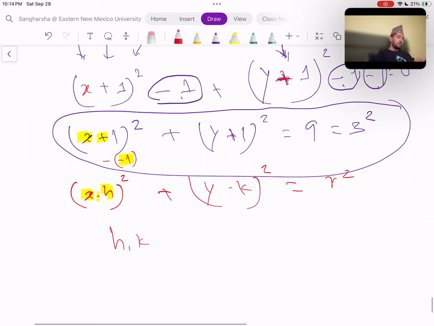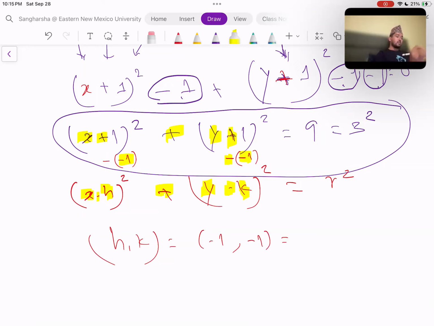So let me just write h, k. H is -1. Our k, for positive, we have positive. For y, we have y. Now for negative, we have positive. So we need to rewrite. So rewriting means +1 is same as negative times -1. So for negative, we have negative. For k, we have -1. So our k is -1 equals to, for square, we have square. For r, we have 3. And our radius is 3. Radius r is 3.